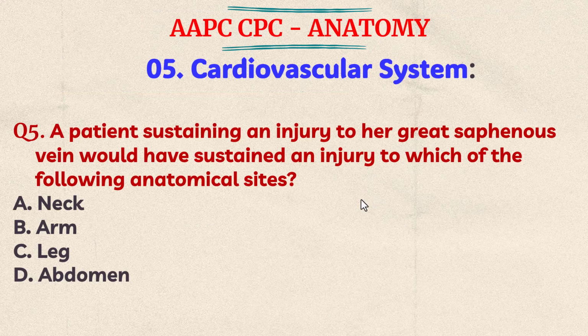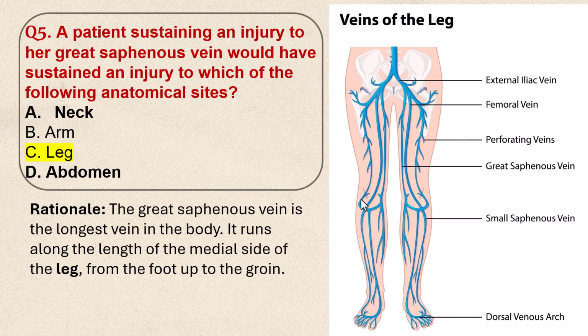Question number 5. A patient sustaining an injury to her great saphenous vein would have sustained an injury to which of the following anatomical sites? A. Neck, B. Arm, C. Leg, D. Abdomen. Think the answer. So the correct answer is leg.